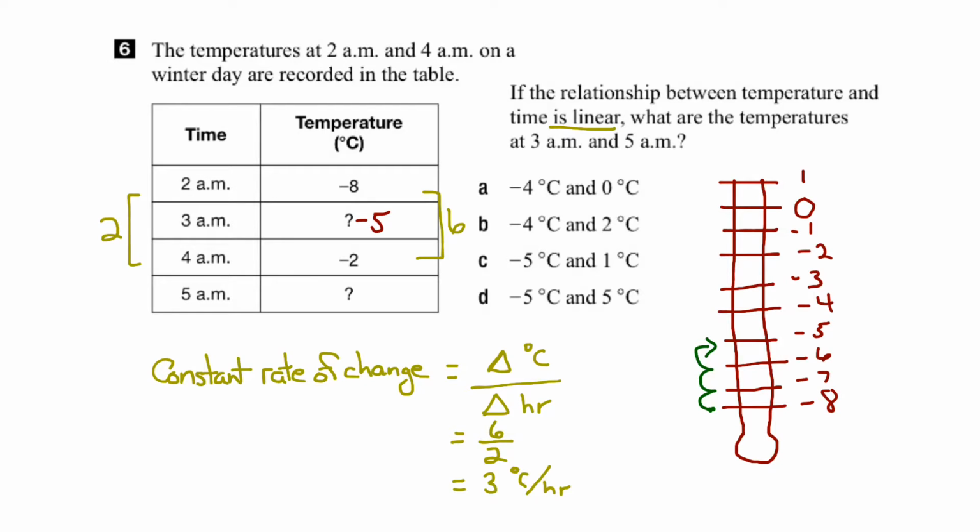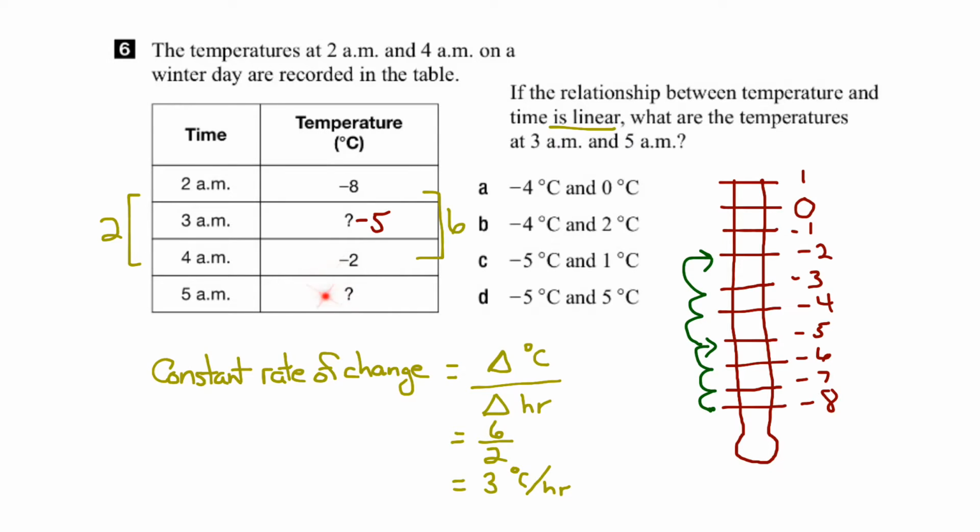And then from 3 a.m. to 4 a.m. the temperature went up another 3 degrees. So let's see if this makes sense. So 1, 2, 3, we end up with -2 degrees Celsius. And yes, indeed, that's what's in our table of values.